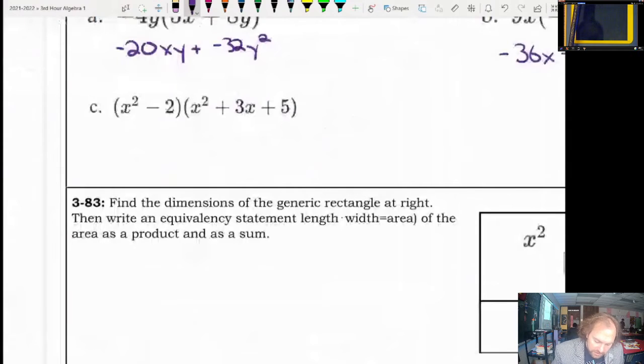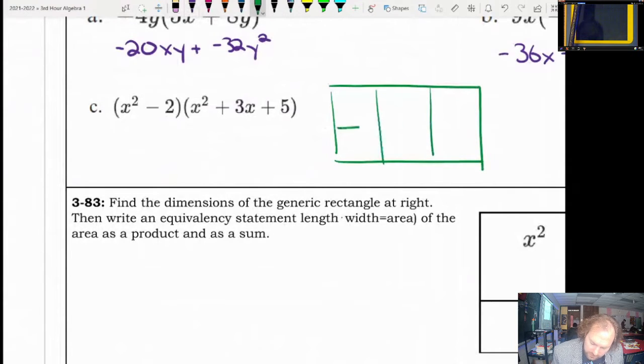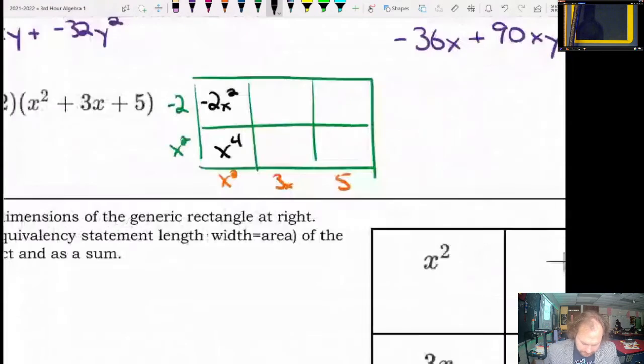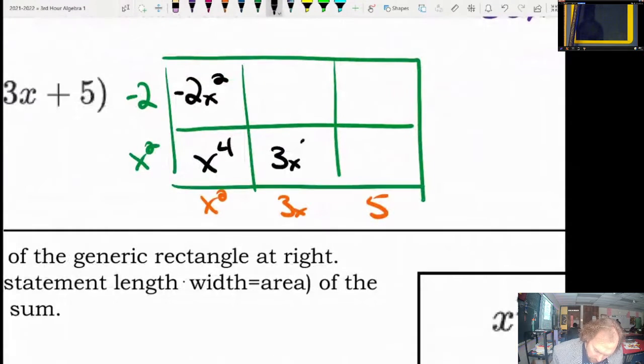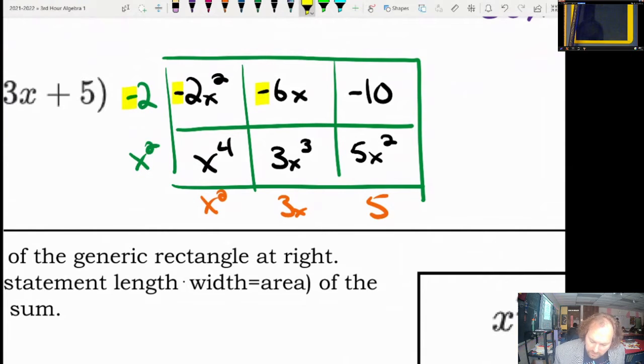Question C, here's where it's going to get a little complicated. If you're still working on this, you should make a 2 by 3 generic rectangle where it's going to have x squared minus 2 on one side and x squared plus 3x plus 5 on the other side. This is going to give you x to the 4th power in this box, negative 2x squared in this box, 3x to the 3rd in this box, negative 6x in that box, 5x squared in this box, and finally negative 10 in this box. Notice how because of the negative, the top row is all negative and the bottom row is all positive.